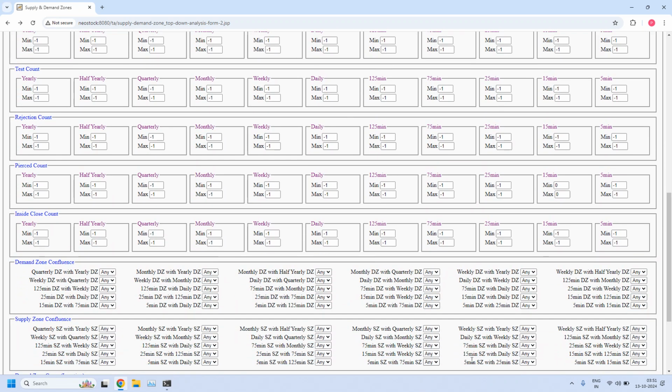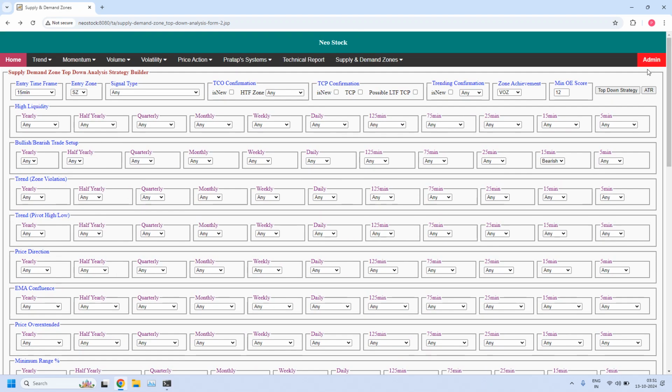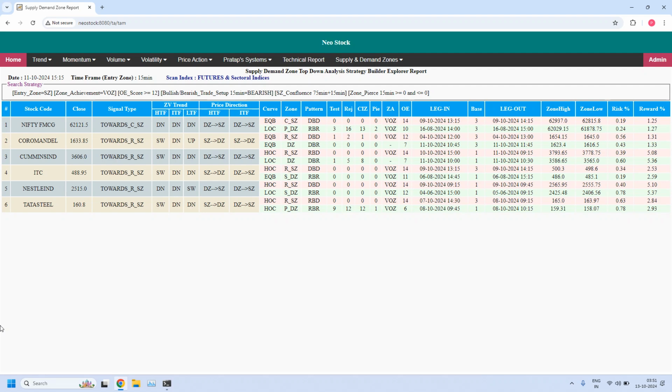So 15 minute supply zone confluence with daily supply zone. Sorry, I have to add 15 minute supply zone with 75 minute supply zone, because it is LTF and ITF confluence. So I enable the filter. Now let's verify. 6 stocks are filtered. All these 6 stocks, the 15 minute zones are part of the 75 minute zone.